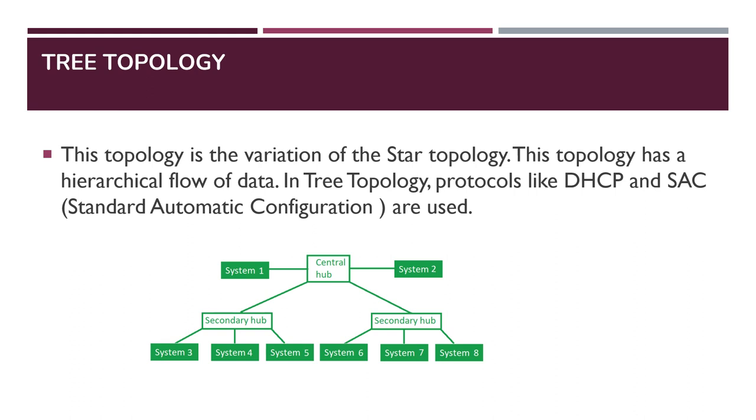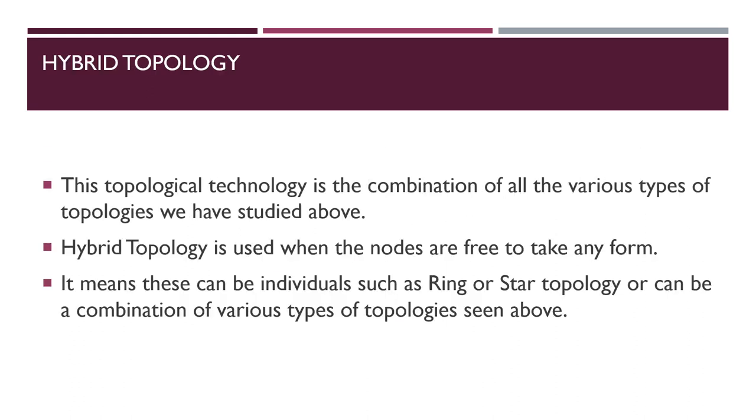Here also we have a central hub, and various star topologies are connected together. This is also called the hierarchical flow of data. Each and every secondary hub connects more devices. So it is in a tree format. This was the representation. Various star topologies connect together and perform with the help of the central hub. So the central hub shares the data to all those systems.